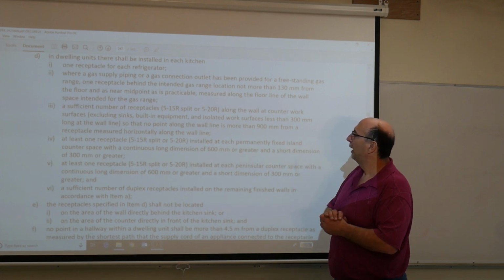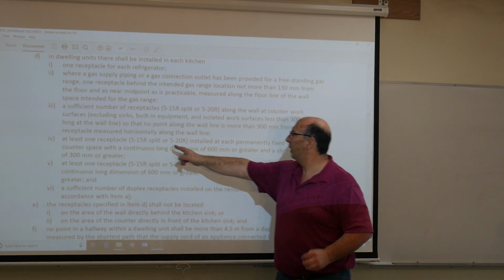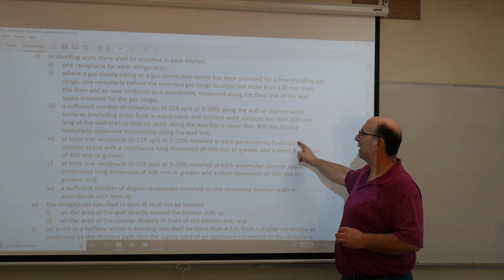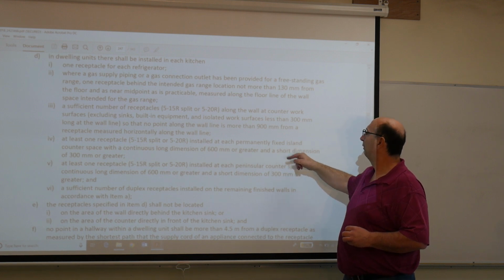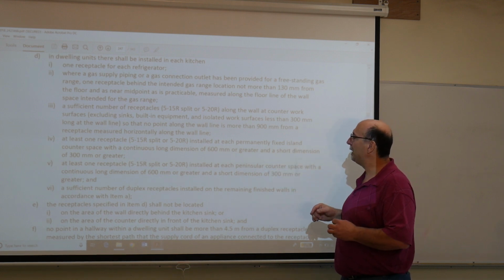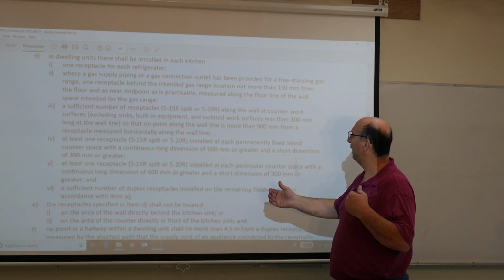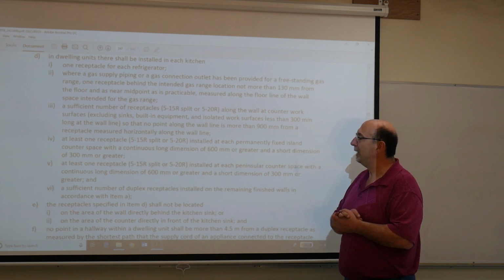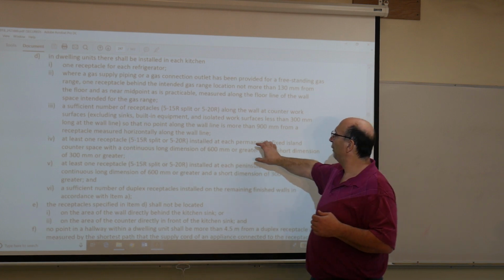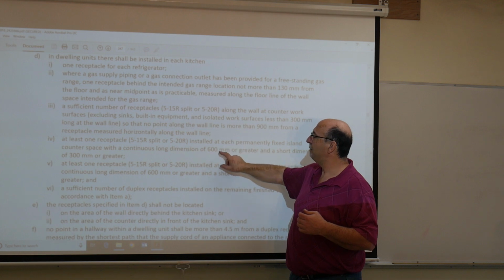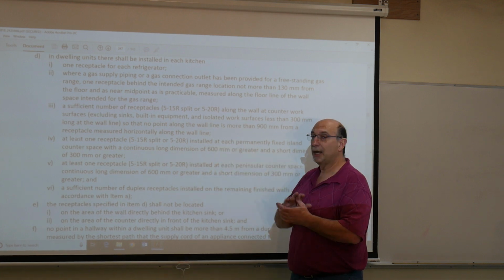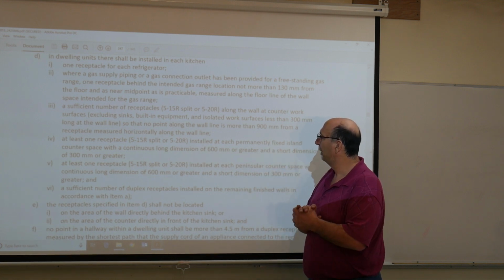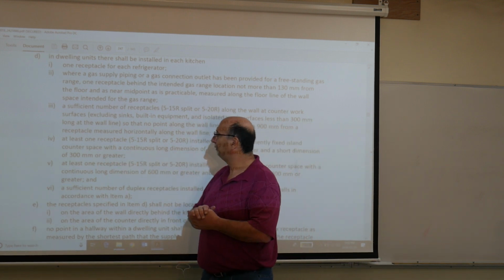This one here, at least one receptacle of the 3-wire split or 20 amp T installed at each permanently fixed island counter space with a continuous long dimension of 900 millimeters or greater and a short diameter of 300 millimeters or greater. So this is referring to your kitchen island. If it measures at least 300 by 600 millimeters, you must install a receptacle on that island. Notice it says at least one.